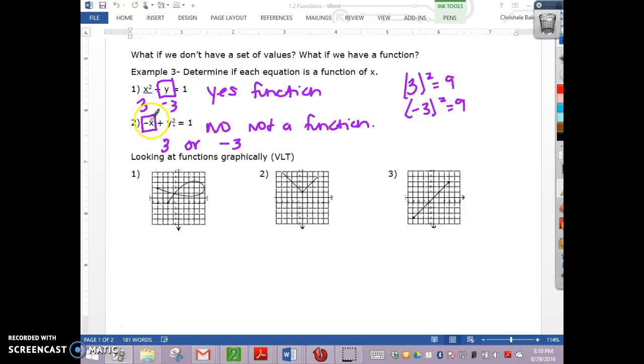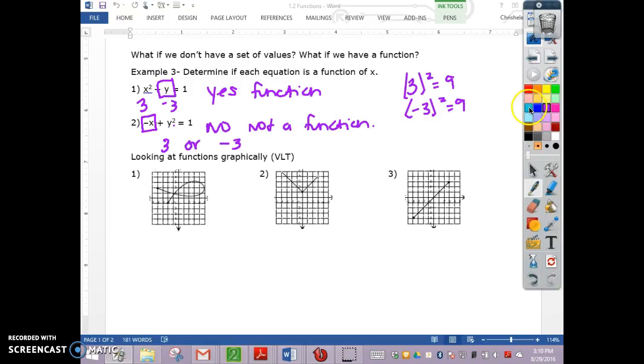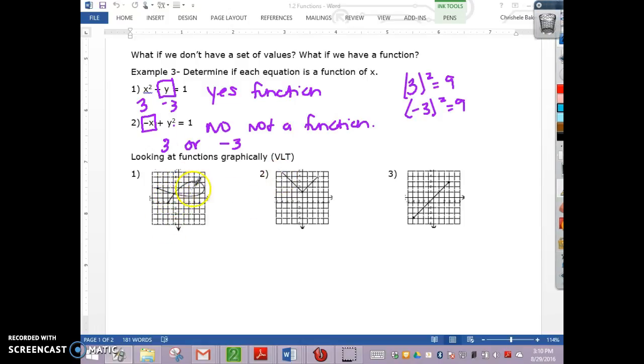The last way that we can tell if it's a function or not is looking at our vertical line test. And that's, again, looking for an x value with more than one y. So, for example, right here, we hit it twice, not a function. Here, we hit it twice, not a function. Over here, anywhere we draw a vertical line, we'll only hit our graph once, so that's yes, a function. And same thing here, anytime we have a vertical line, we're only going to hit it once, so yes, that is a function.